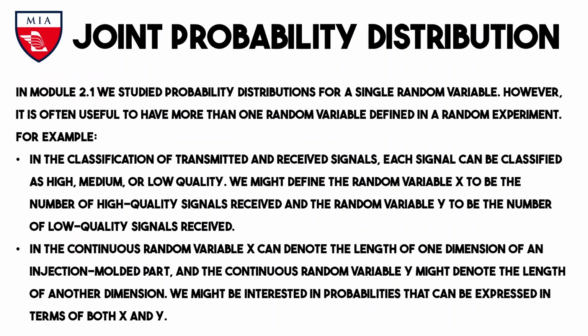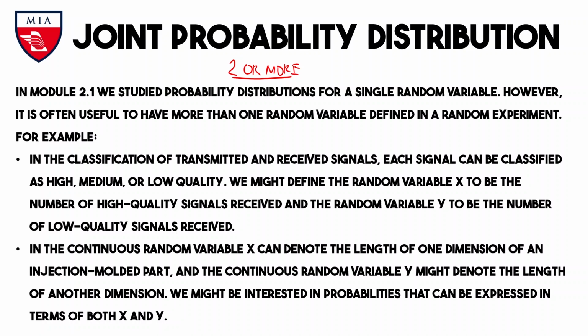In module number 2.1, we studied probability distribution for a single random variable. However, it is often useful to have more than one variable defined in a random experiment. So always remember, in terms of joint probability experiment or joint probability distribution, we are dealing with two or more variables.